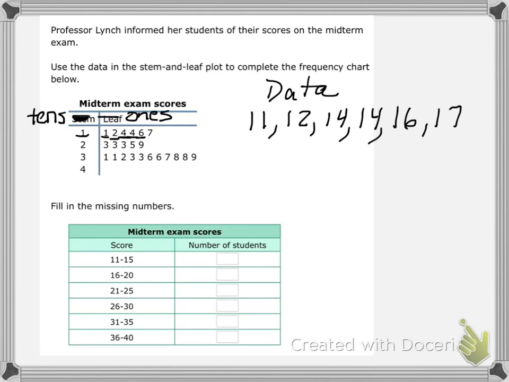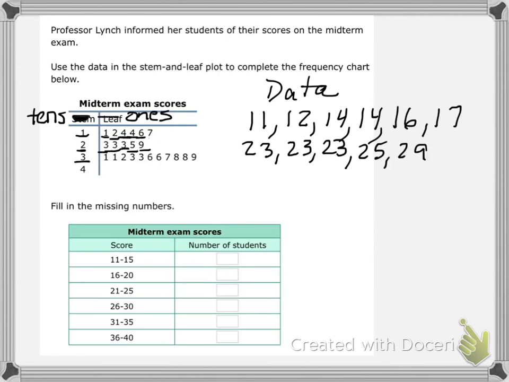Okay. For the next row here, this 2 represents 20s. So we have a 23, a 23, a 23, a 25, and a 29. So I'm going to write those down. 23, 23, 23. There are 3 3s, so 3 23s. There's a 5, so that's a 25, and a 9 for 29.